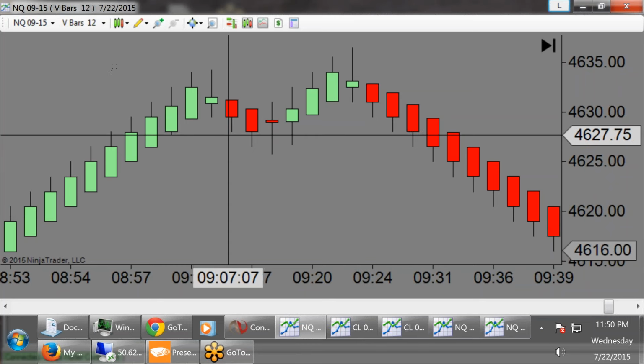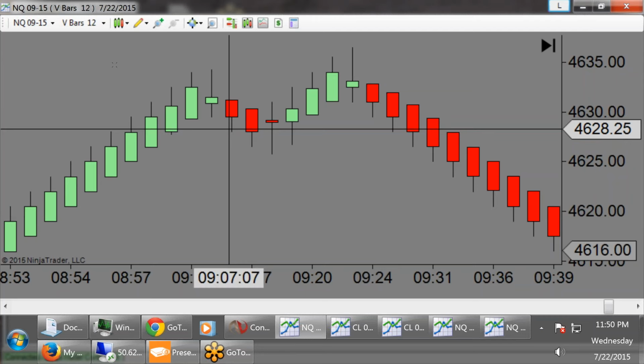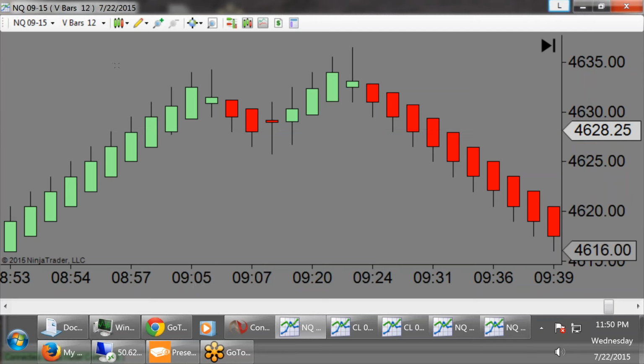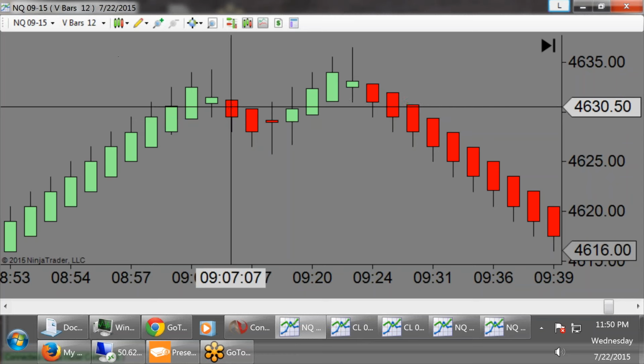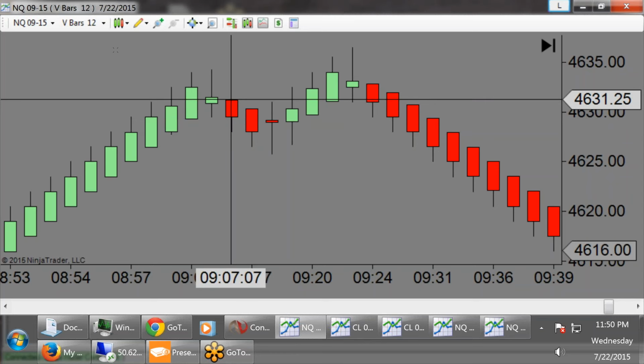Here's the first red bar after a string of green bars, 9:07 and 7 seconds. That red bar finishes at 9:07 and 7 seconds, so now I'm in my next bar. Keep in mind, we don't know if this bar is going to close green or red. As you can see now, it clearly closed red, but we have no idea as it's forming in real time. All we know is that there is now a red bar after a long string of green bars. What do we do? Immediately we go short, and we place our stop one tick above the previous bar's high.